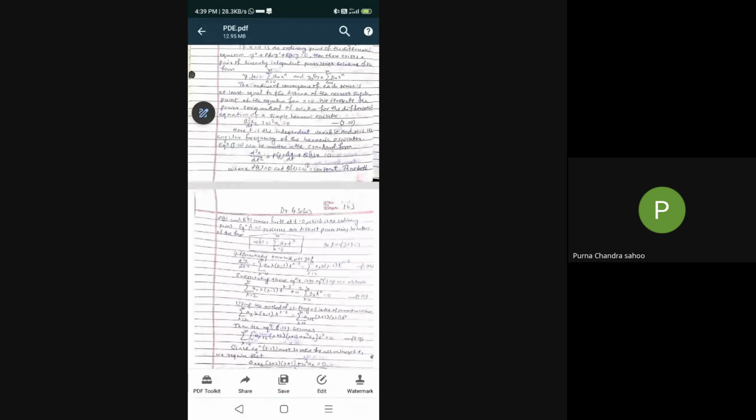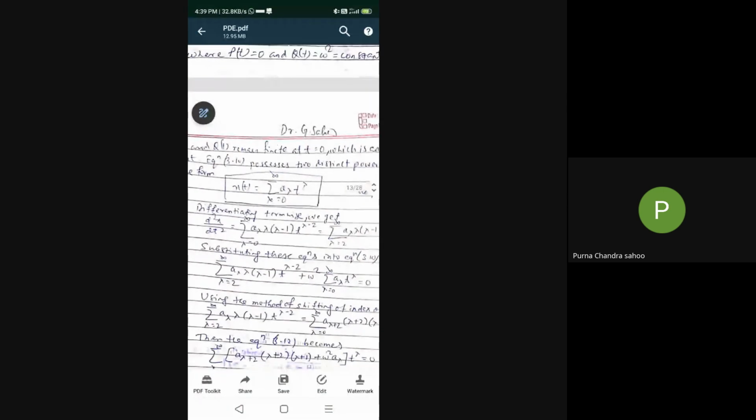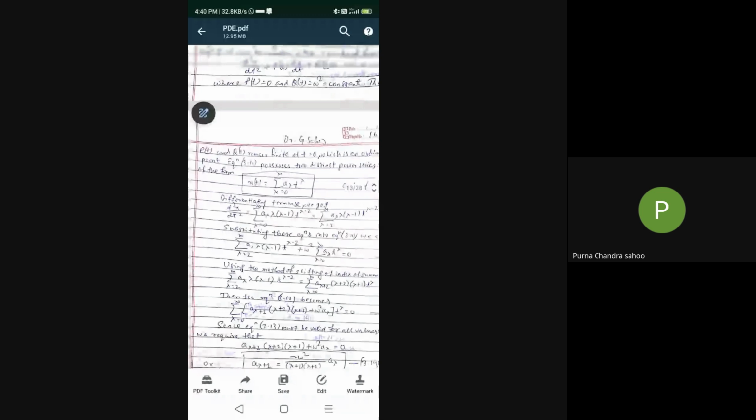One is x(t) is equal to summation lambda is equal to 0 to infinity a_lambda t to the power lambda. And if you differentiate it, then you will have your d square x by dt square is equal to summation lambda is equal to 0 to infinity a_lambda lambda multiplied by lambda minus 1 t to the power lambda minus 2, is equal to summation lambda is equal to 2 to infinity a_lambda lambda multiplied by lambda minus 1 t to the power lambda minus 2.